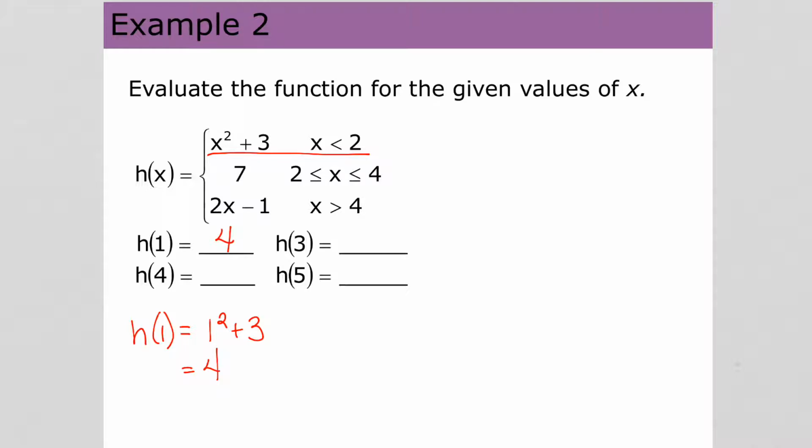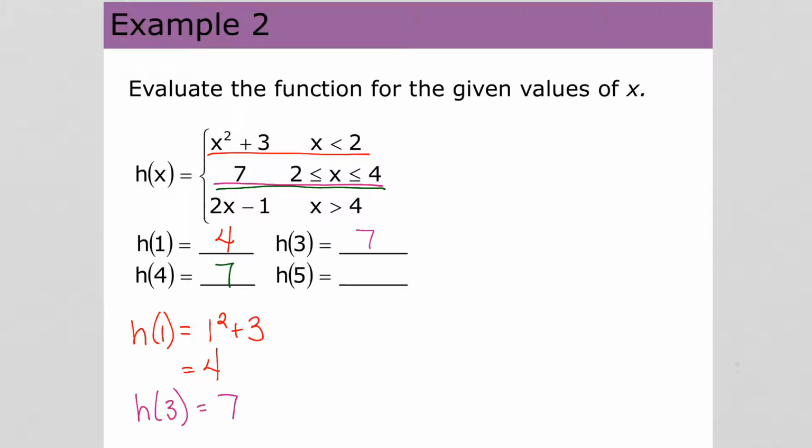h of 3, where is 3 defined? Is it less than 2? No. Is it between 2 and 4? Yes. So h of 3 is, we plug in x, but we can't plug in x. It's just 7. h of 4, where is 4 defined? Is it less than 2? No. Is it between 2 and 4, including 2 and 4? Yes. So again, h of 4 is just 7.